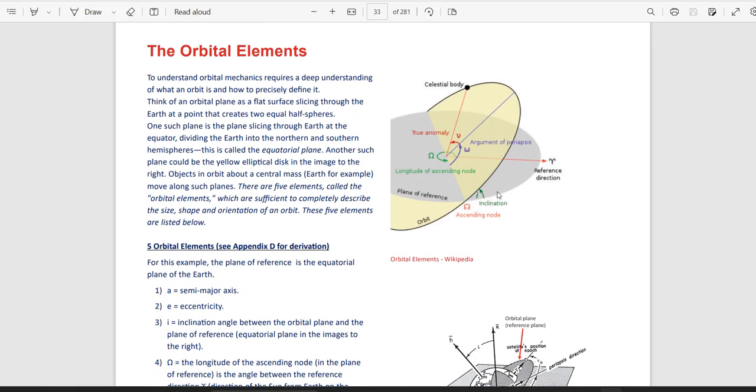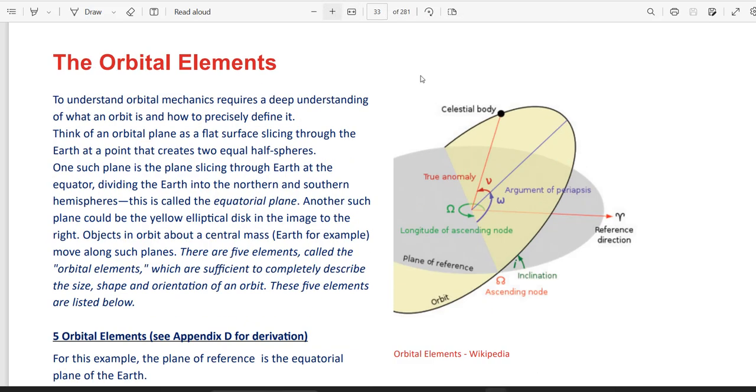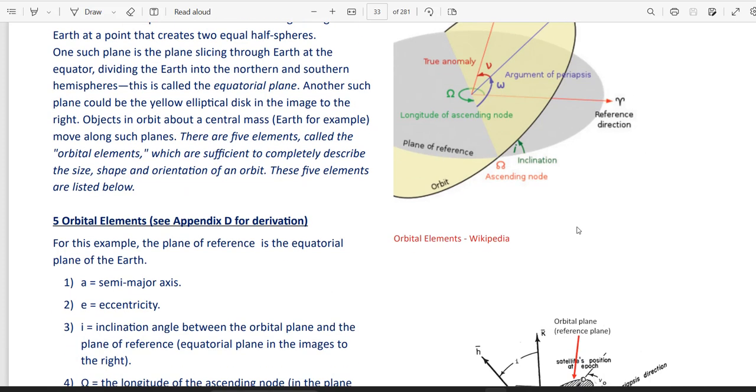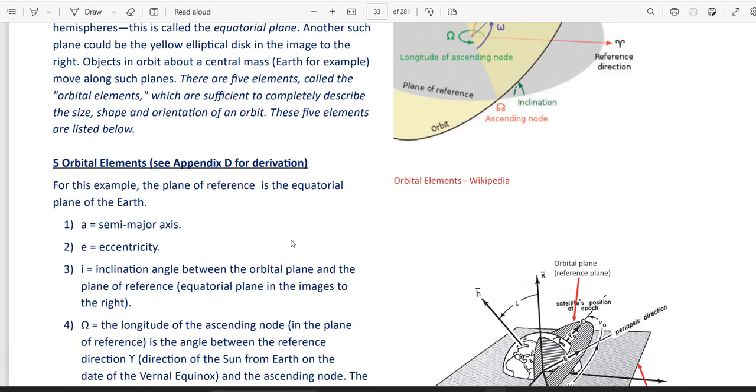I is the inclination angle. So let's say the satellite is in this orbit. The angle between this orbital plane and the plane of reference, which is the equatorial plane, is right here. See that angle I? Let me make this a little bit larger. So here we have it. That's the inclination angle, again, between the plane of reference, which is a plane that slices through the center of the Earth, and the orbital plane. Omega here is the longitude of the ascending node.